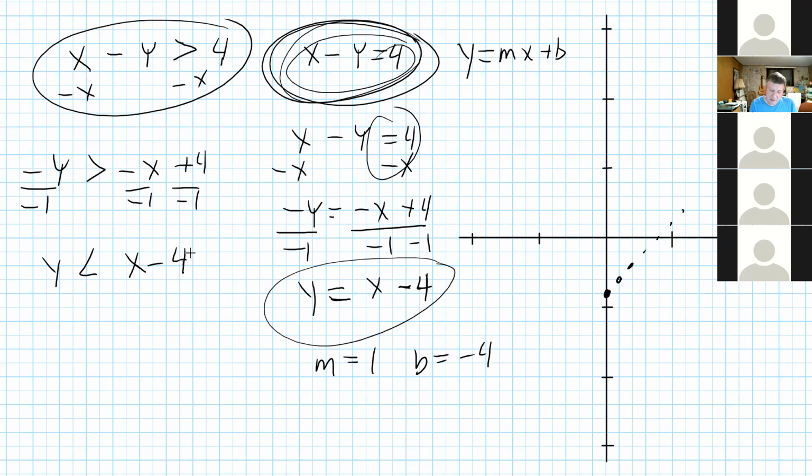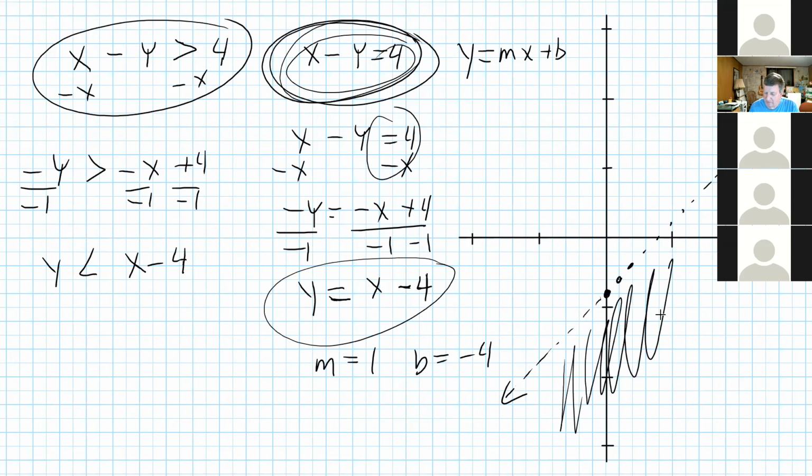Hopefully. So y is not equal to x minus 4. That would be the line going through those dots. But in fact, y is less than that. So I'm going to take a straight edge here and just extend those dots a little bit. Where would less than x minus 4 be? If this dotted line represents y equals x minus 4, where is y less than that? It would be below the line.